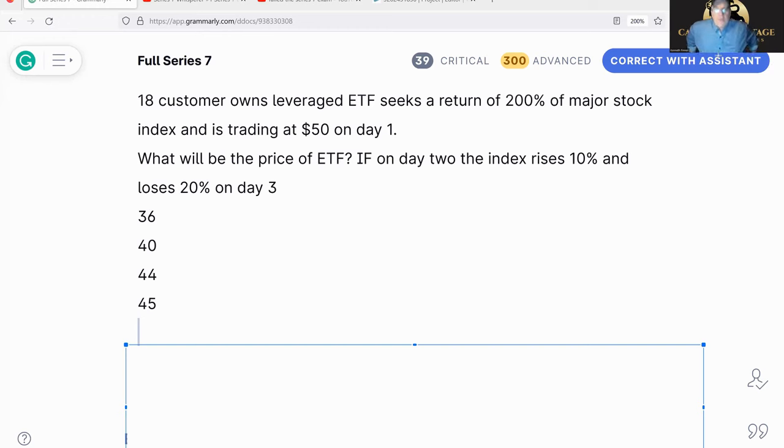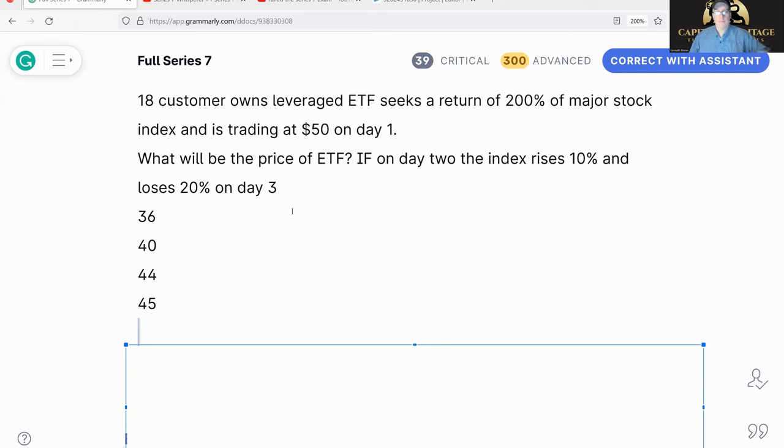A customer owns a leveraged ETF seeking 200% of the return. 200% means 2x, 300% means 3x. Remember that. And so the 200% major stock index is trading at 50 on day one. What will the price of the ETF be if on day two the index rises by 10% and then loses 20%? So remember, you have to do each step. You can't just say up 10, down 20, it's down 10. You have to go through all the steps. Now remember, this is a 200%, so it's a 2x.